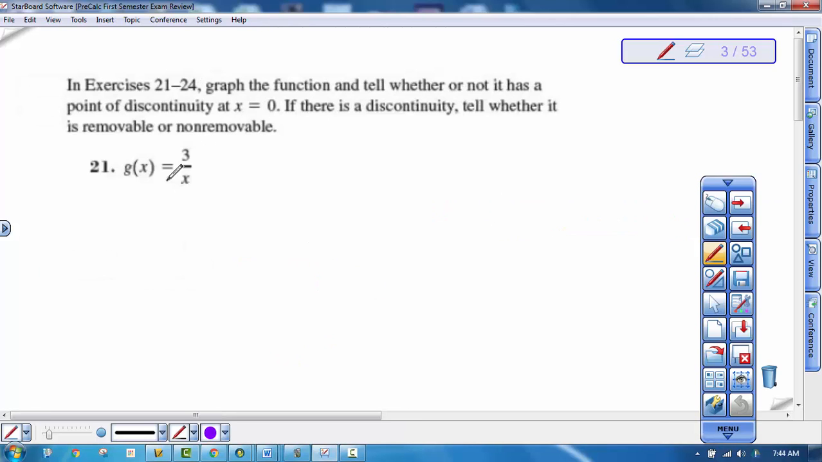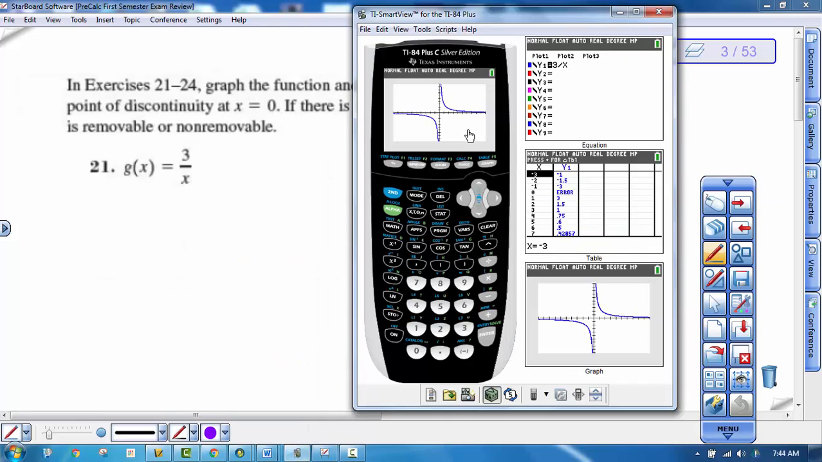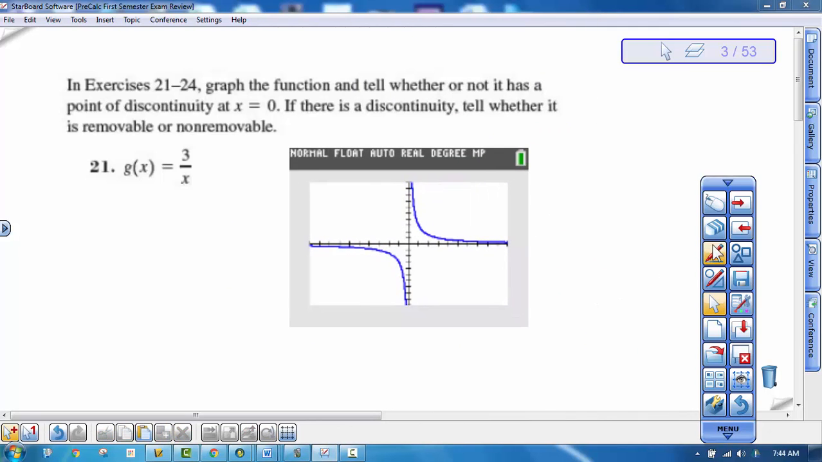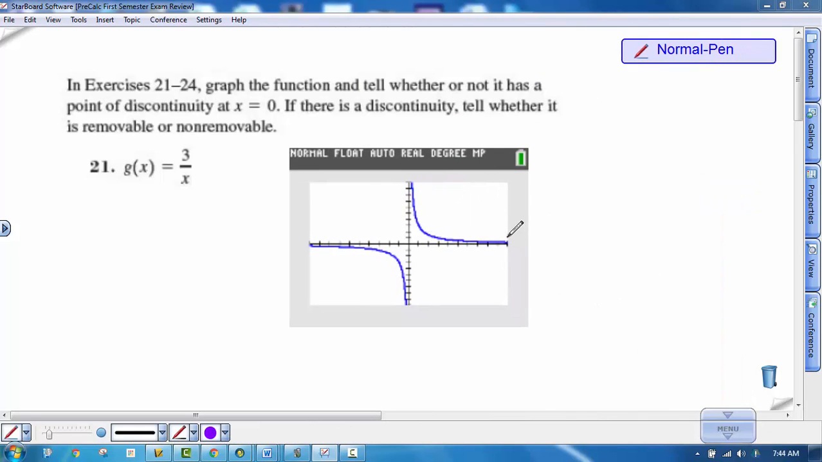Okay, next problem wants us to graph this function. You can even answer this question without graphing it, but if you do graph it, it looks like this. It does have non-removable discontinuity. What that means, we call that jump discontinuity because it jumps from -infinity all the way to positive infinity. Removable discontinuity would be a hole. This is definitely not a hole. This is a vertical asymptote.